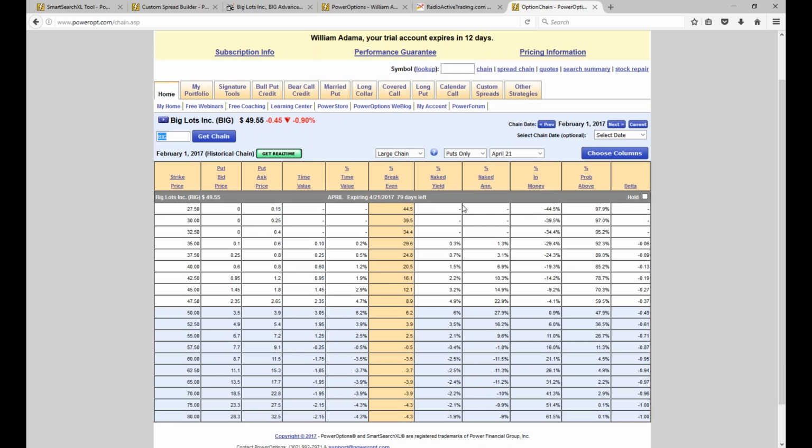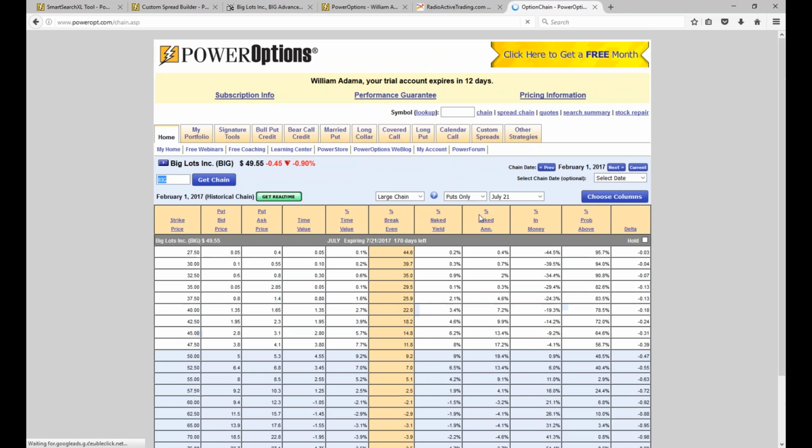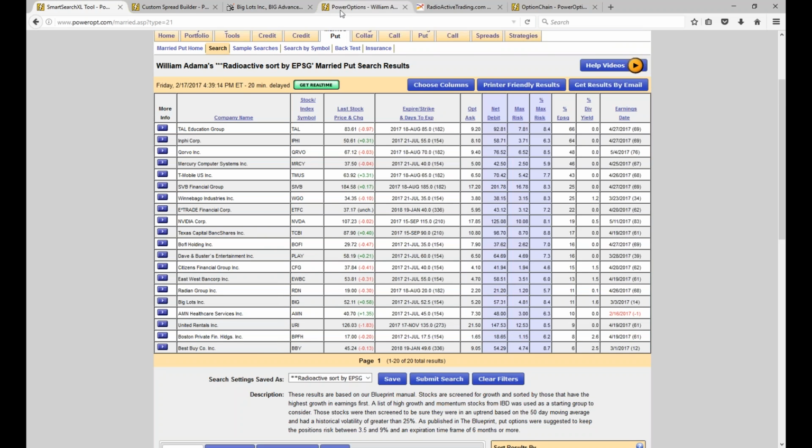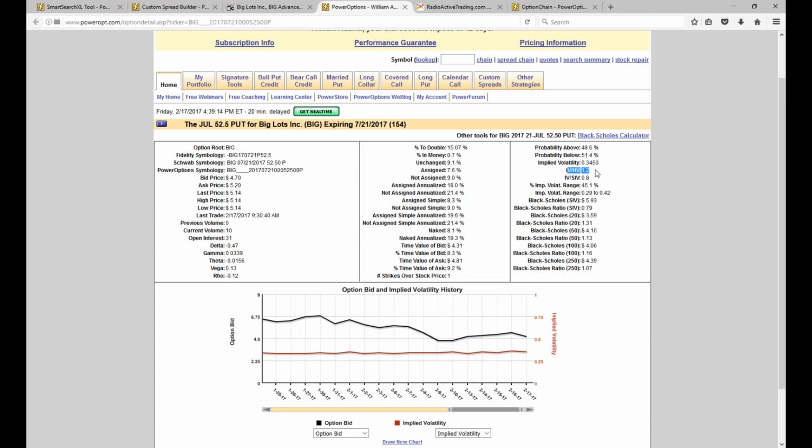February 1st, Big Lots 49.55. I'm going to July, and my July 50 put is at 5.15. Okay, so 49.55 and 5.15. Now, we already talked about the IV-HV ratio for that 52.5 put for July is 1.2. And the 52.5 put for March had an IV-HV ratio of 1.5, so it was 50% overvalued, okay?